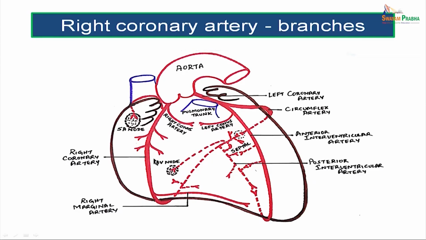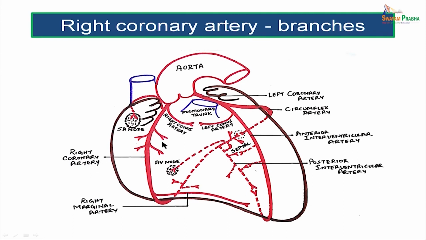So, let us look at the branches which come from the first segment of the right coronary. The first segment of the right coronary will give off atrial branches towards the right atrium. It will give off ventricular branches towards the right ventricle. On either side of the atrioventricular sulcus, these branches will run from the right coronary artery. Now, let us look at the ventricular branches.